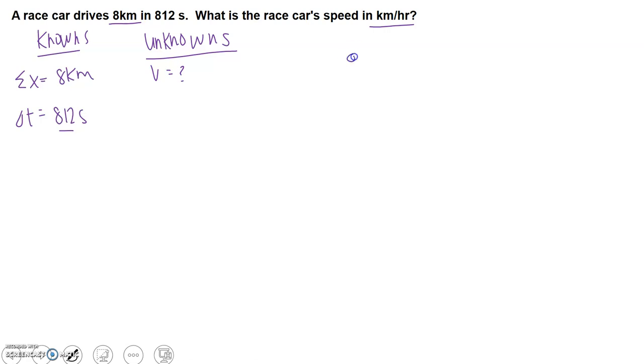Okay, so race cars usually drive in a circle, right? So let's say our car starts here and ends here. So in that time, right, he covered some distance, 8 kilometers. It took him 812 seconds, and again, we're looking for the speed. So as long as your 3 variables are on a picture that makes sense, you're good. So we say speed is equal to displacement, or excuse me, speed is equal to distance over time.